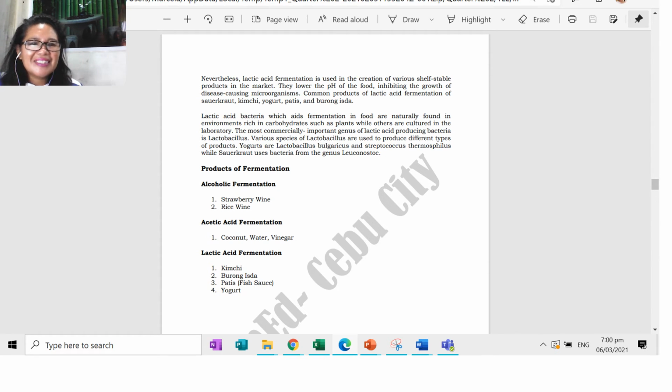Okay, so the products of fermentation. For alcohol fermentation, strawberry wine and rice wine. Then the acetic acid fermentation, coconut water vinegar and vinegar. Then the lactic acid fermentations are kimchi, burong isda, patis or fish sauce, and yogurt.